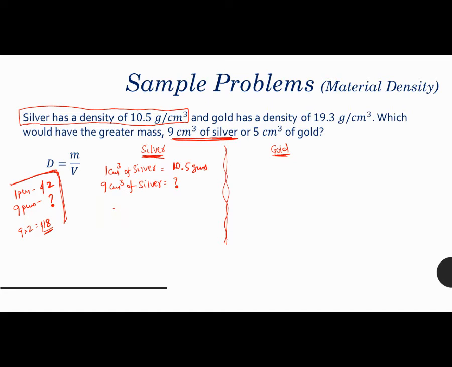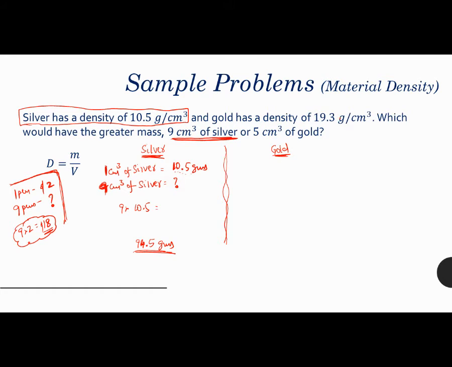Exactly in the same way, here 1 cubic centimeter is 10.5 grams, so for 9 cubic centimeters, what will be the mass? Obviously 9 times 10.5 we have to multiply, just as I mentioned in the example, right? So let me compute 9 times 5, that gives me 45, and in total 94.5. This one is these many grams, 94.5. If you want, you can make use of a calculator and check it.